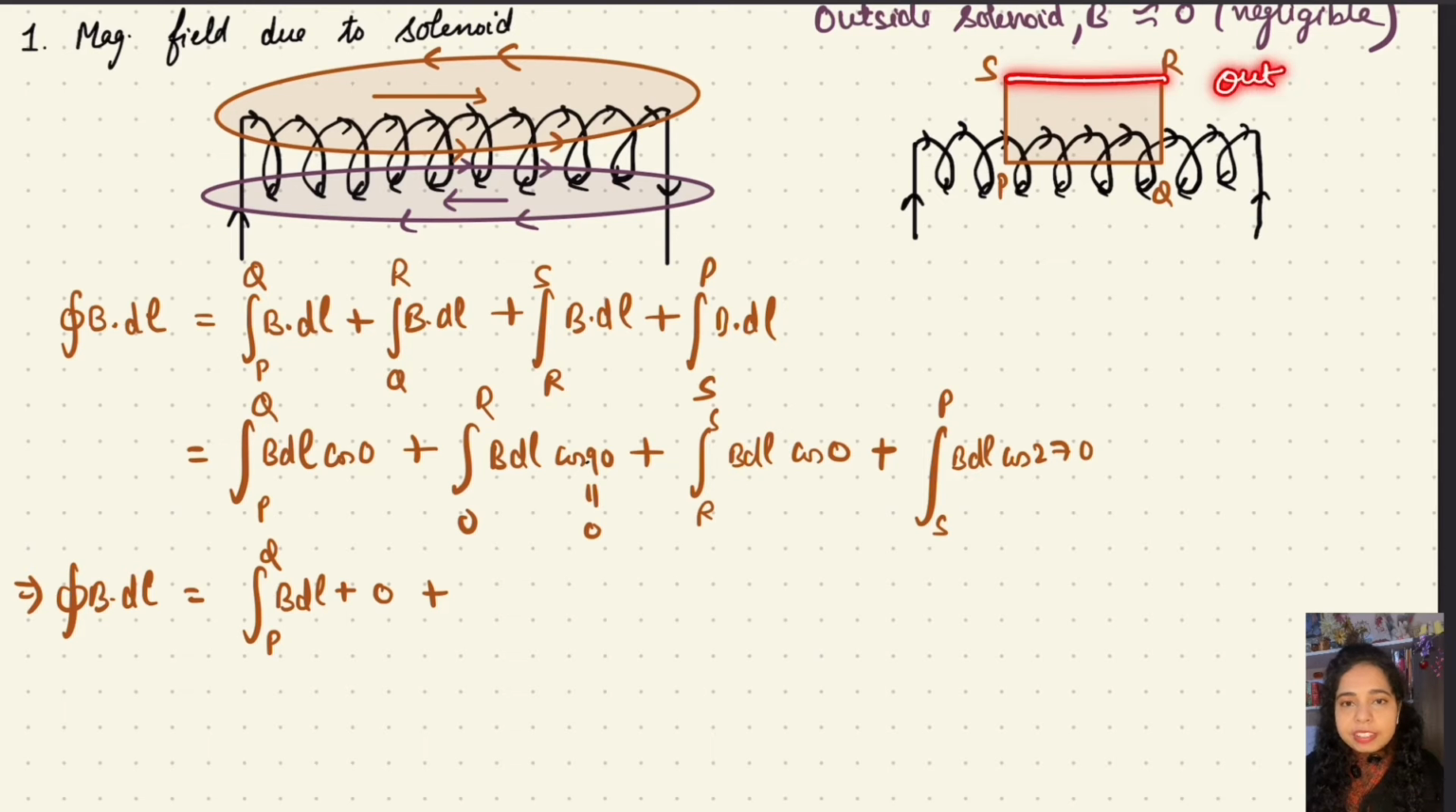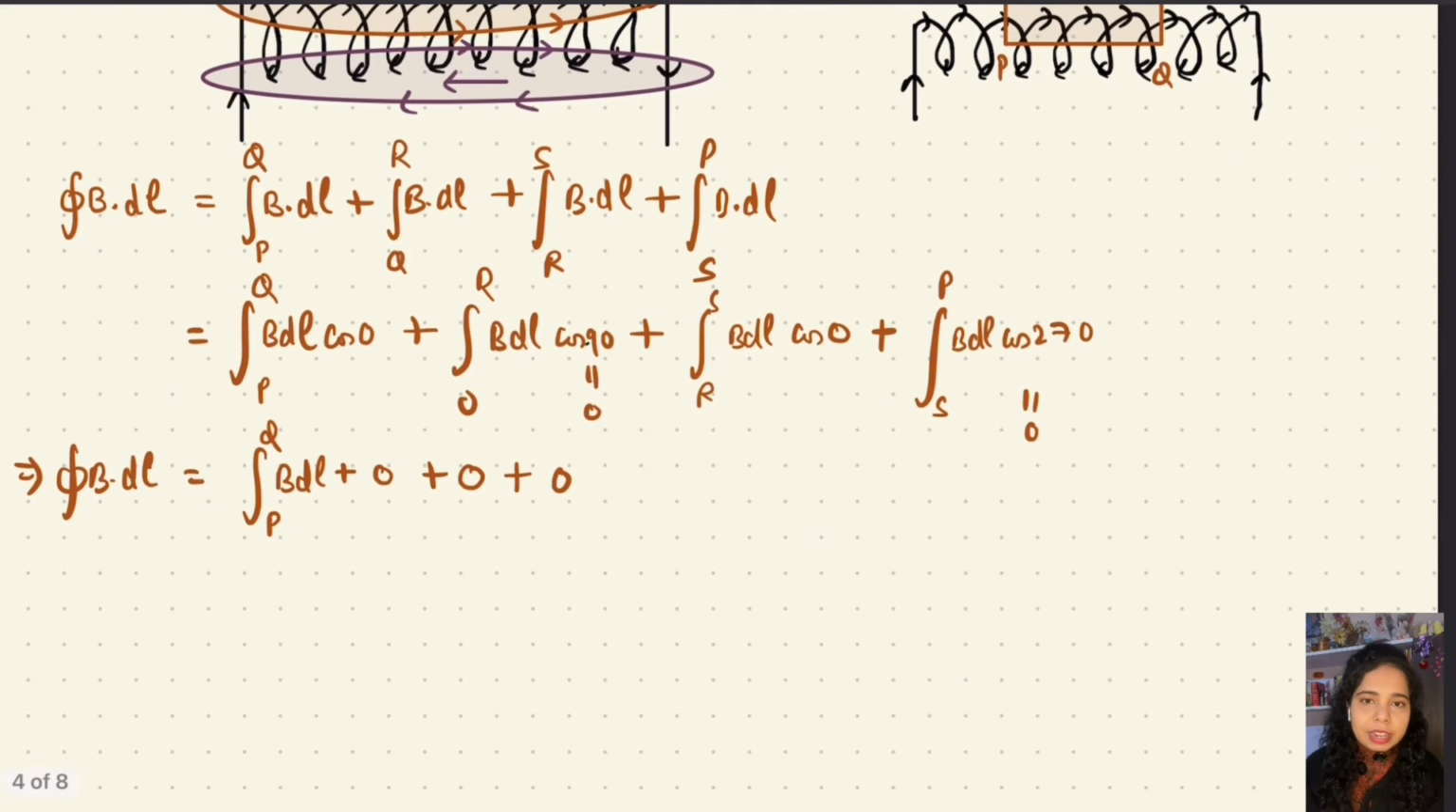Now r to s is in the outward direction, that is, it is outside the solenoid, and we have already said that the magnetic field outside the solenoid is negligible, that is, it could be neglected. Therefore B is approximately 0, so integral r to s B dl cos 0 comes out to be 0, and cos 270 is already 0, therefore the term integral s to p B dl cos 270 also turns out to be 0. Therefore we are left with closed integral B dot dl is equal to integral p to q B dl.